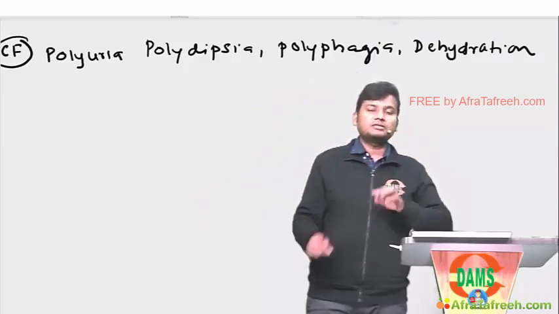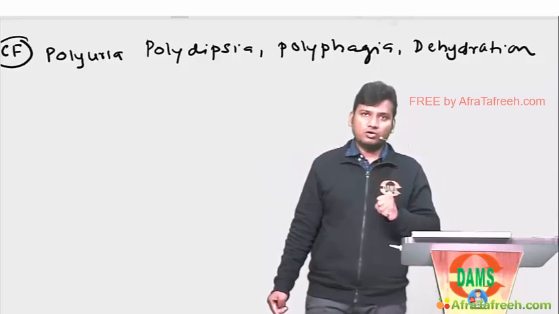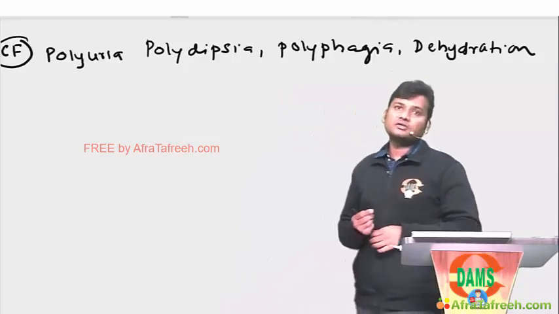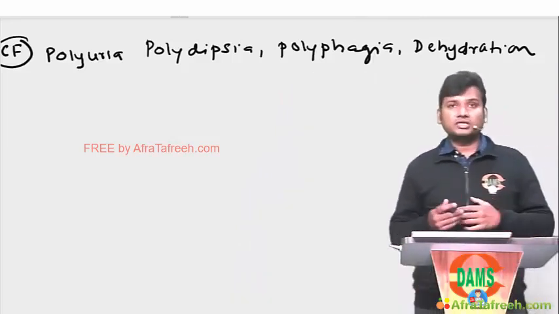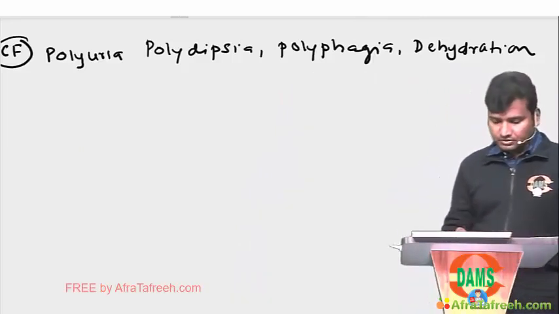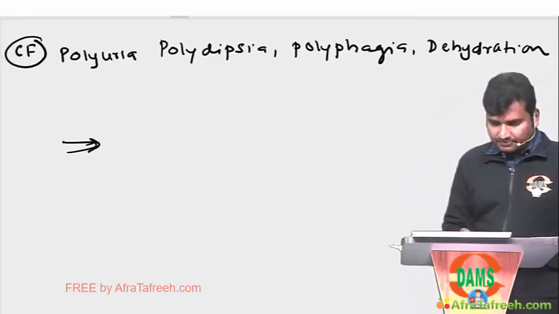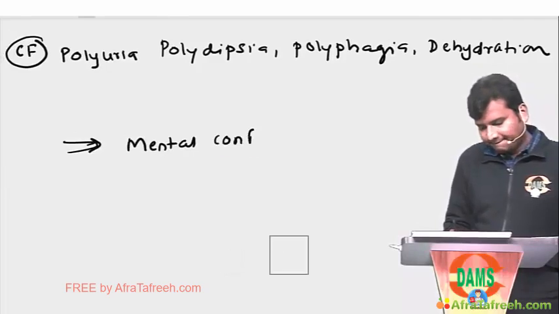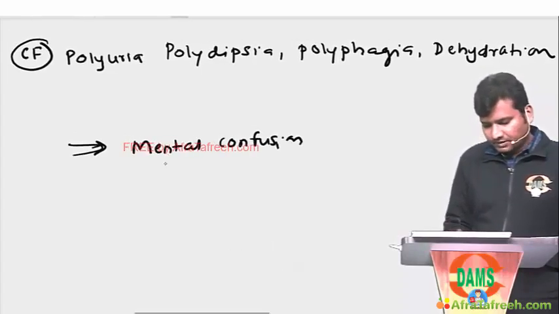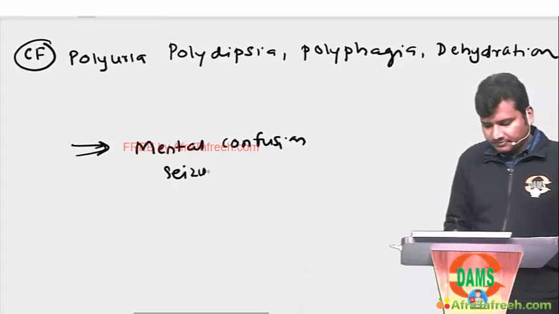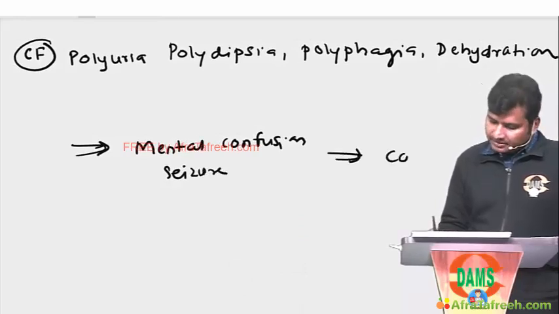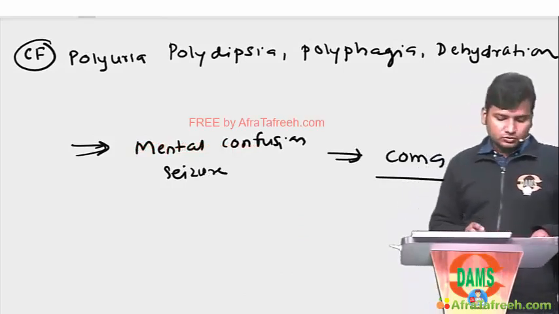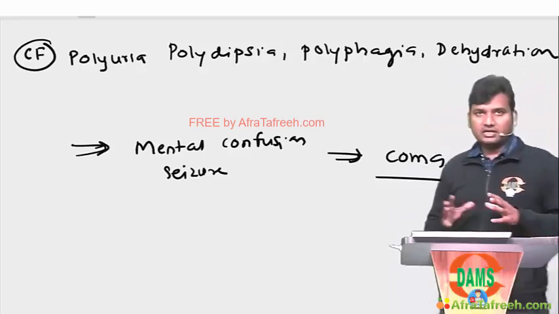So what will happen? There will be shrinkage of neurons. Now these neurons cannot work normally, and the patient will develop confusion, seizure. So the patient may enter into mental confusion, may develop seizure, and rarely the patient also enters into coma. So there are two different scenarios.